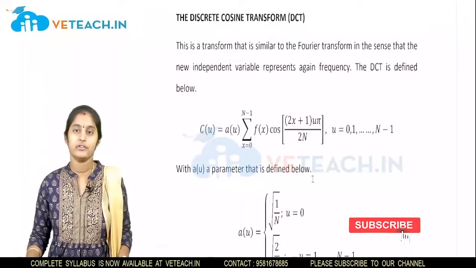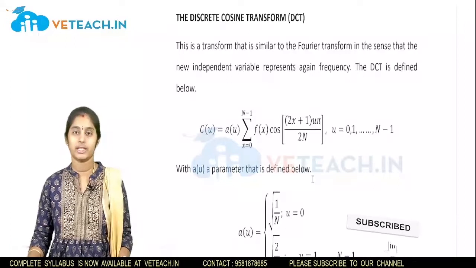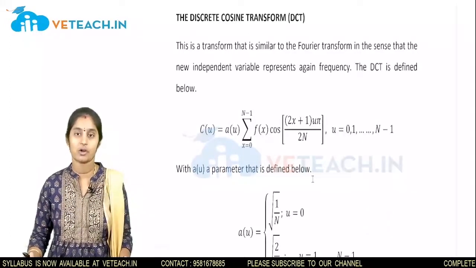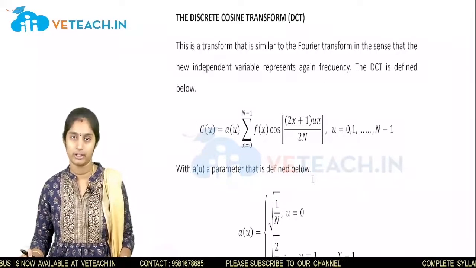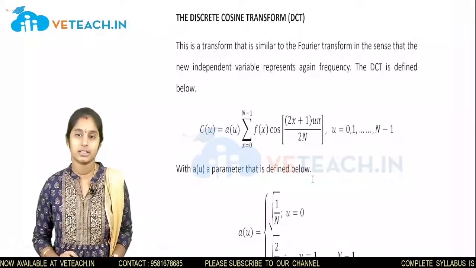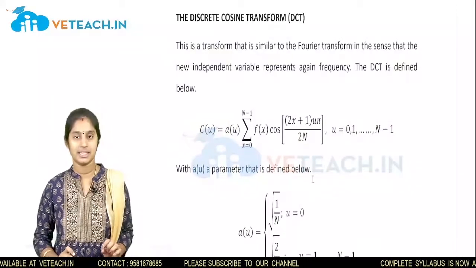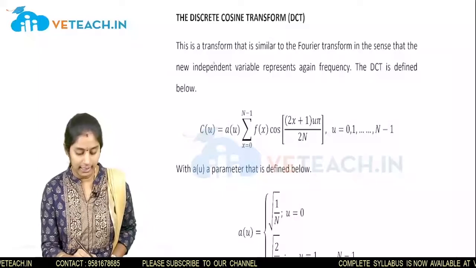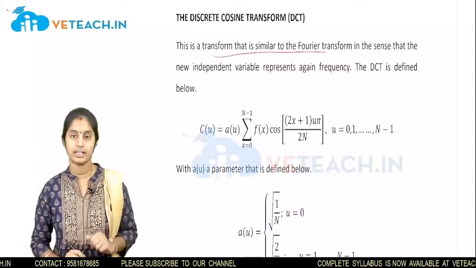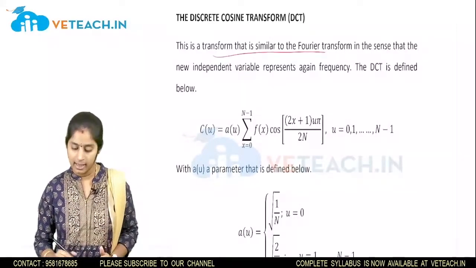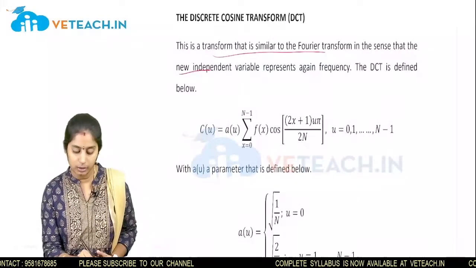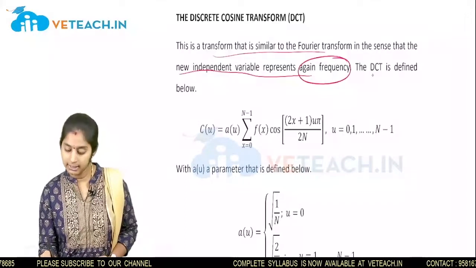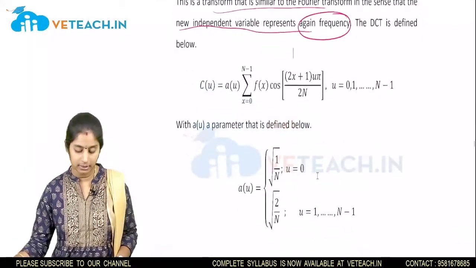Today in this session we are going to discuss discrete cosine transformations, which is related to the Fourier transformation, which is a combination of sine and cosine functions, right? So here we are going to discuss the discrete cosine transformation DCT, and its inverse is also considered here. This is a transform that is similar to the Fourier transformation, which I have said earlier, in the sense that the new dependent variable again represents the frequency component, and the DCT is given here with a mathematical formula.